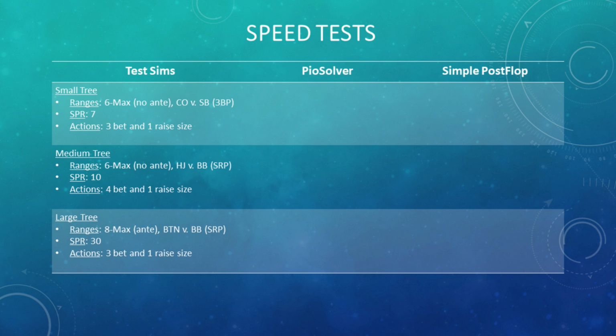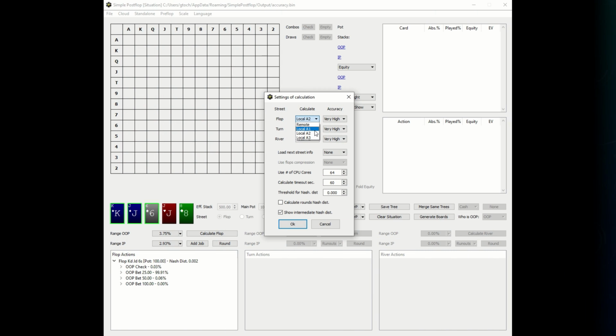With those caveats in mind, for the speed test, we'll be running solutions for 3 types of trees: small, medium, and large. To my knowledge, PioSOLVER utilizes 1 core solving algorithm, whereas Simple PostFlop has 3 core algorithms: A1, which is designed to be used for larger trees, A2, which provides for the greatest accuracy, and A3, which provides for the greatest speed. For these tests, I'll be using Simple PostFlop's A3 algorithm for the small and medium trees and the A1 algorithm for the large tree test.